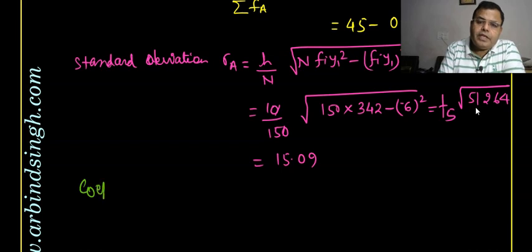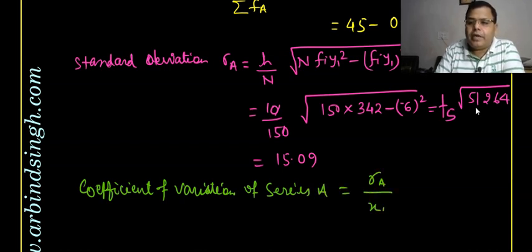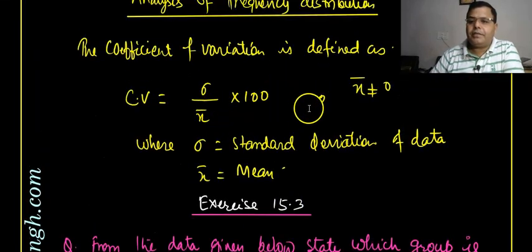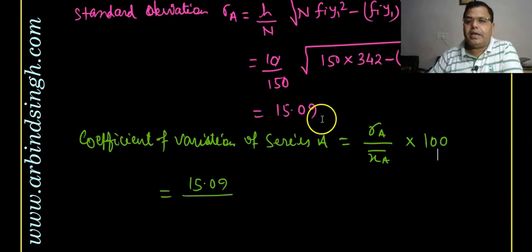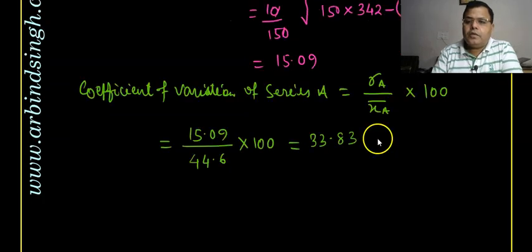So the coefficient of variation of series A marks is given by sigma A upon x̄A multiplied by 100. This is the formula, so we will use it. The coefficient of variation of A will be sigma A, which is 15.09, divided by x̄ which I have calculated here as 44.6, multiplied by 100, which will be equal to 33.83. So this is equation 1.